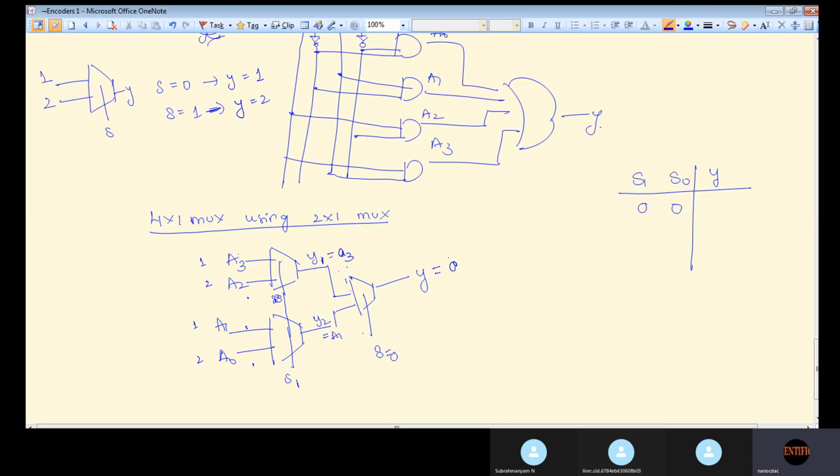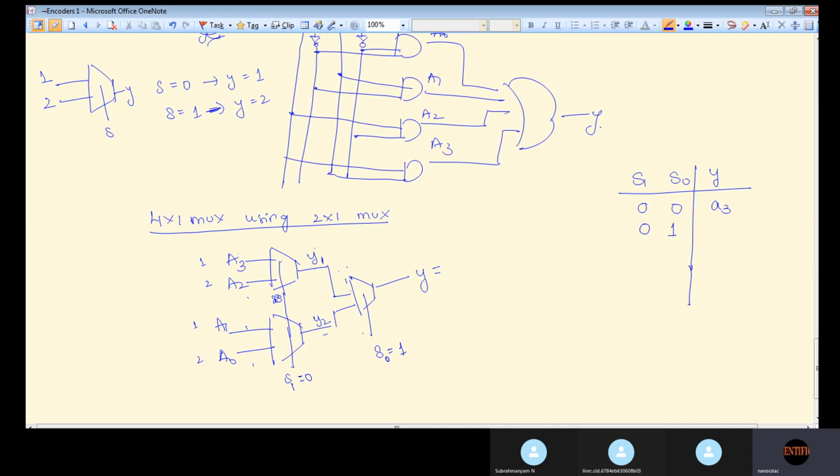Y is equal to A3 or A1? Y is equal to Y1. Y1 is nothing but your A3, so Y is equal to A3. Okay, so let's analyze one more thing. Let me look at another one. I'm giving S1 S0, S0 is equal to 1.